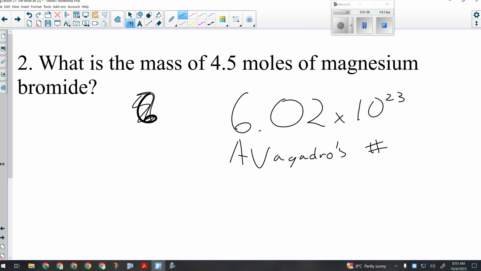So let's say a question asks me to calculate the number of particles in 12 moles. How would I do that? Exactly. This is the number of particles in how many moles? 1. So if I want to know the number of particles in 12 moles, I just multiply the number of moles by Avogadro's number.